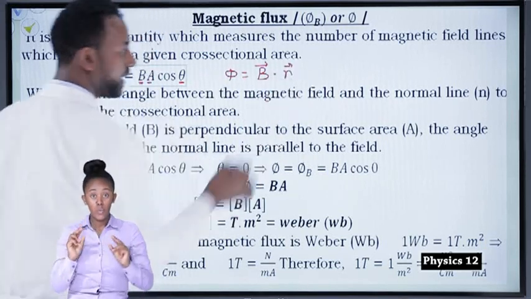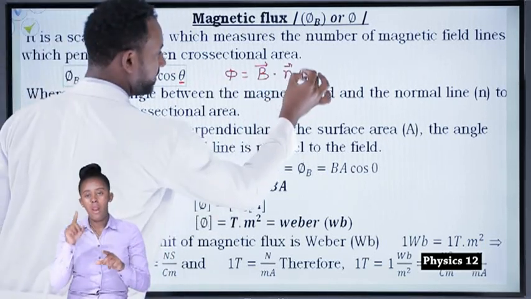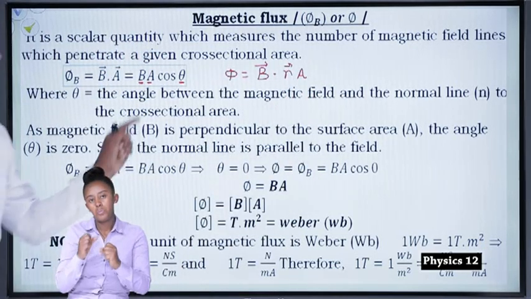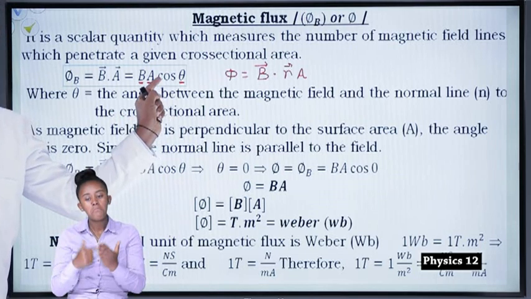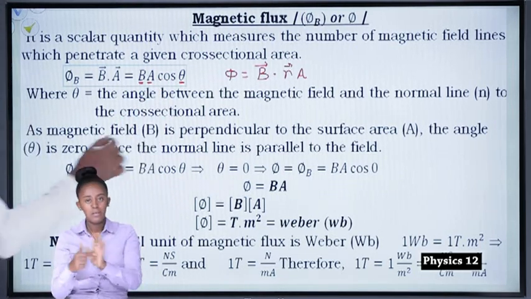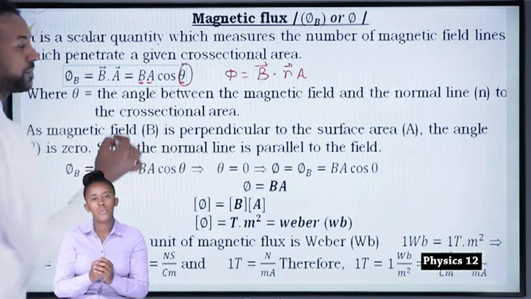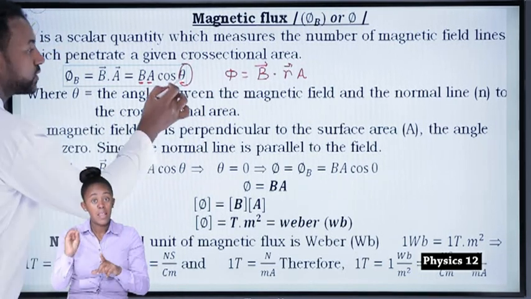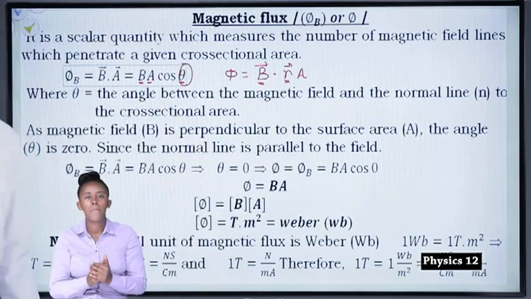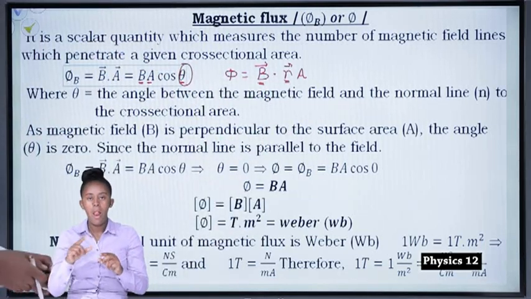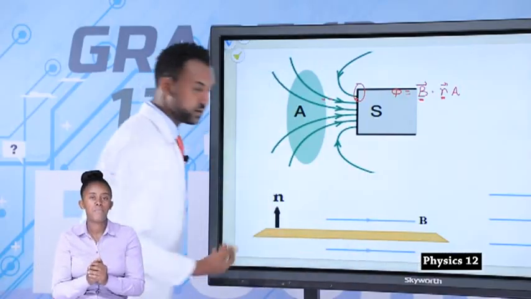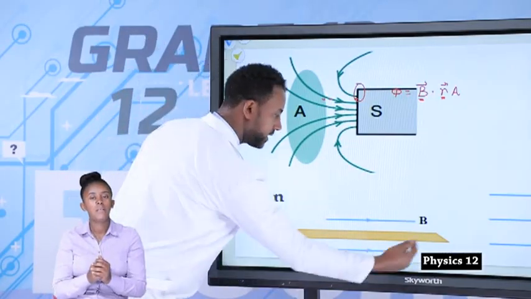They are making the normal line a vector times area. It's possible to use that. Some books use sine, and commonly they use cos. Cos tells us that the angle theta is always the angle between the magnetic field and what? The normal line.